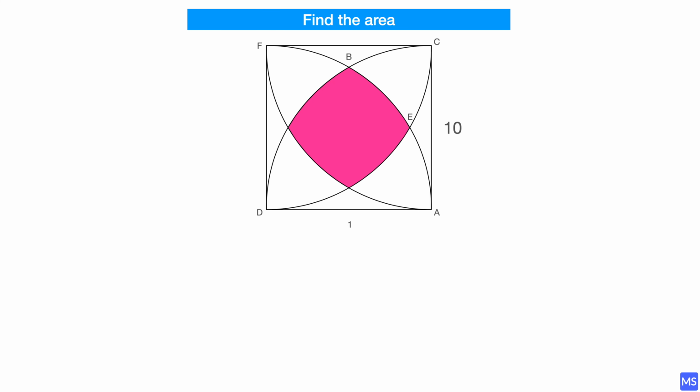Hey everyone, let's take a look at this interesting geometry problem together. We're given a square with a side length of 10. We need to find the area of the shaded region, which is obviously an irregular shape.